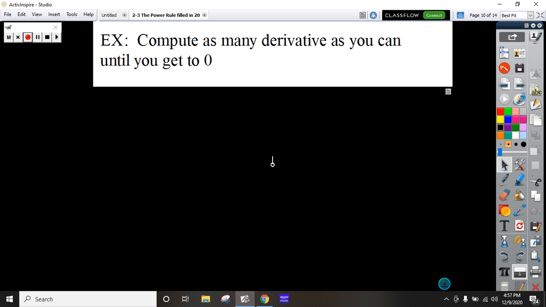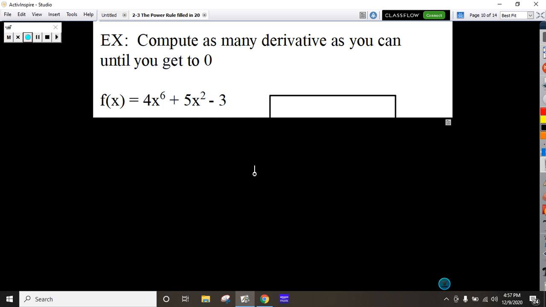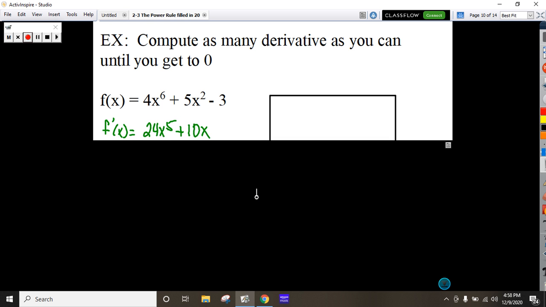Alright, so here we're going to compute as many derivatives as we can until we hit 0. Most of the time I format this by telling you how many derivatives to compute, but just to get the hang of it, we'll take as many derivatives as we can until we hit 0. So our first equation is 4x to the 6 plus 5x squared minus 3. For its first derivative, we take the 6 times 4, which is 24, subtract 1 from the exponent, there's our 5. Take 2 times the 5, which is 10, subtract 1 from our exponent, which is 1, and the derivative of negative 3 is 0. So there's our first derivative.